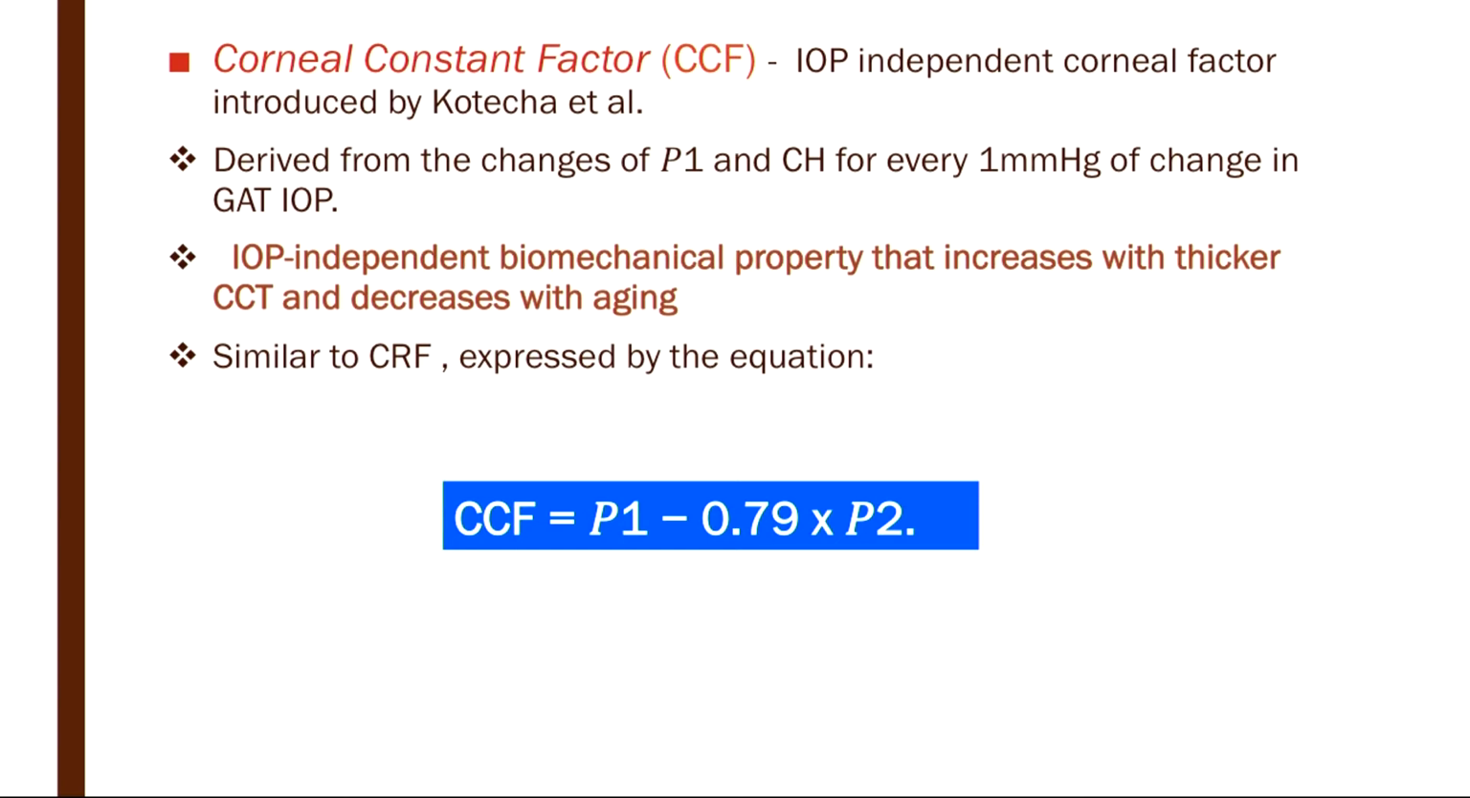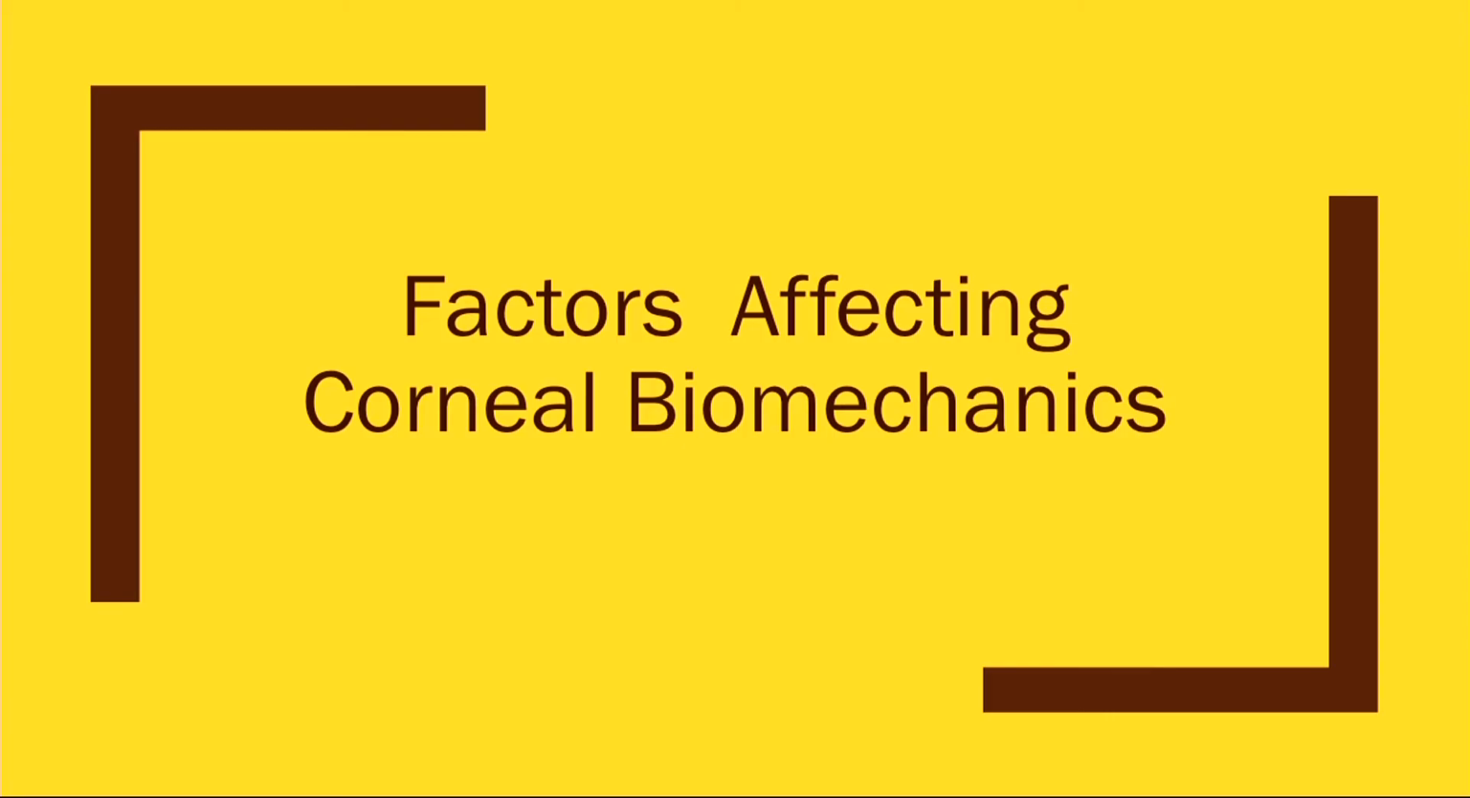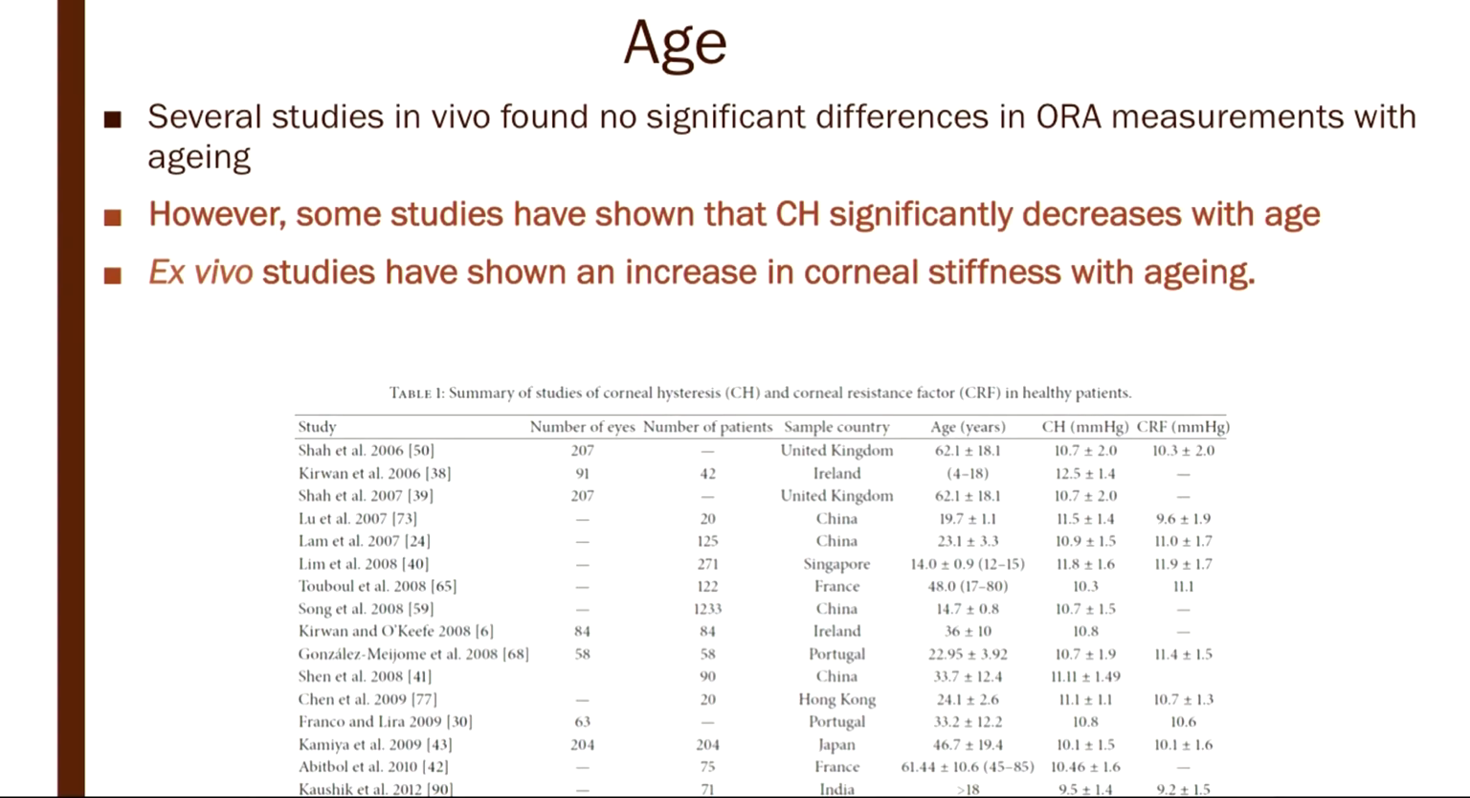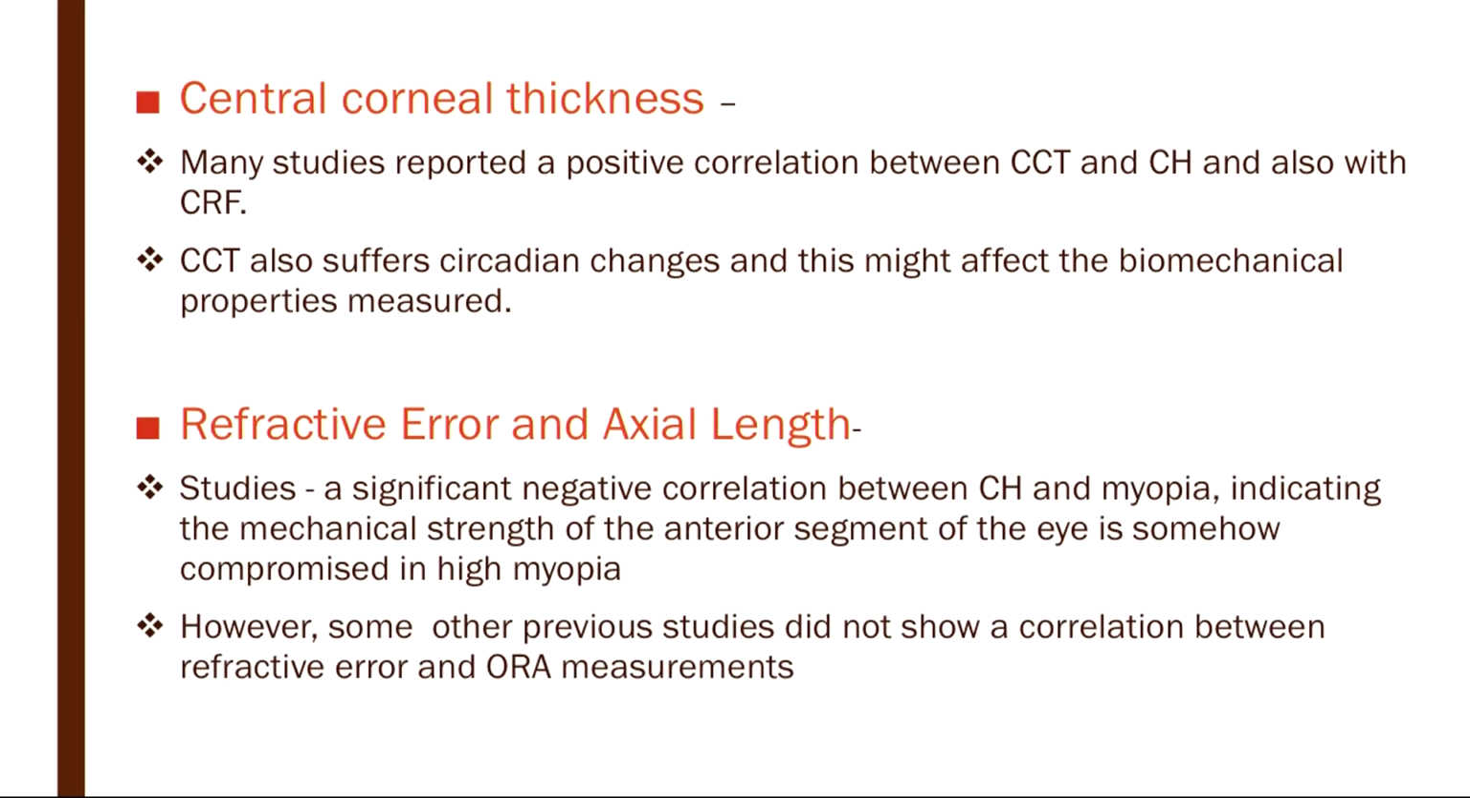There are almost 37 parameters in the analyzer, and there's a computerized way to study them and then reflect them on the screen for the patients. Important to remember, what are the factors affecting the corneal biomechanics? Age, does it affect the biomechanics of the cornea? Some studies have shown that corneal hysteresis significantly decreases with age because there's an increased corneal stiffness. Again, conflicting data does exist.